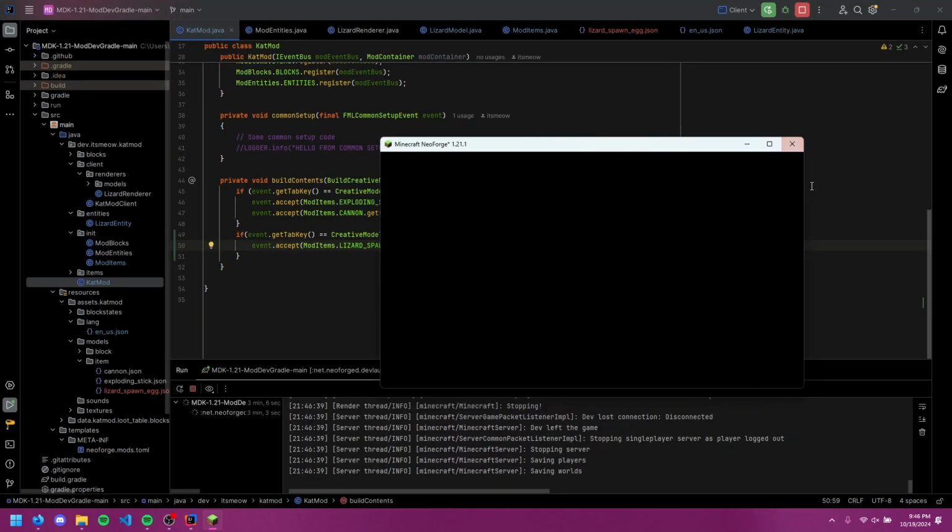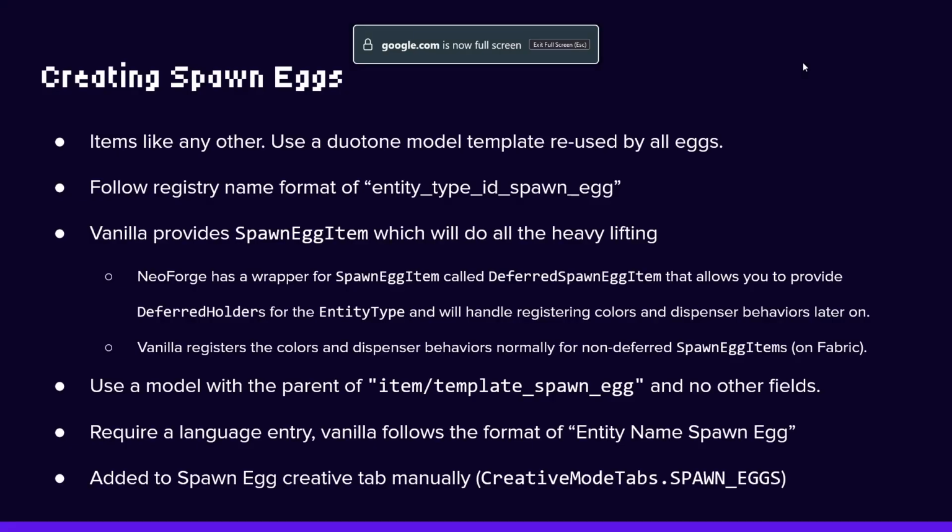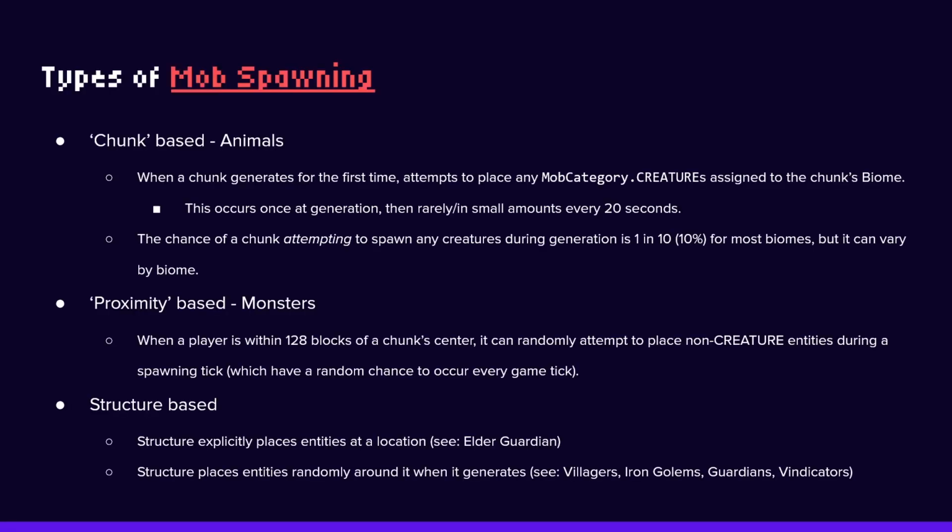Sweet. So we can get back to our presentation, now that we've created a spawn egg. And we get to talk about natural spawning. So actually having these lizards spawn in the world without me using a spawn egg in survival mode. There are three major types of mob spawning in Minecraft. You have chunk-based spawning, which is what animals use. Proximity-based spawning, which is what monsters and most sea creatures use. And then you have structure-based spawning, which is triggered by structures.